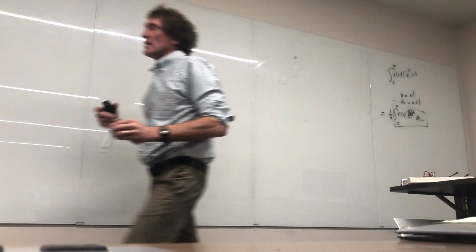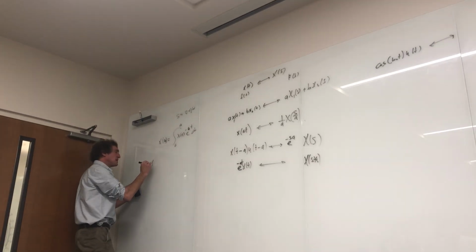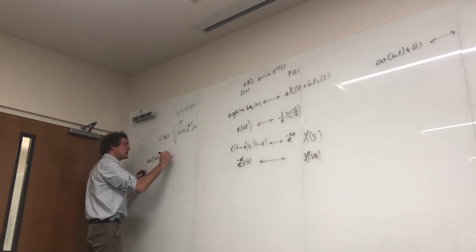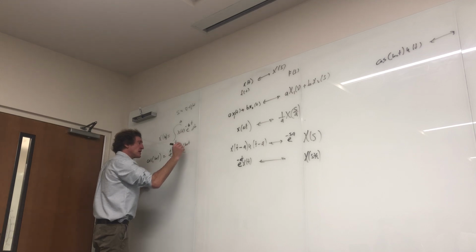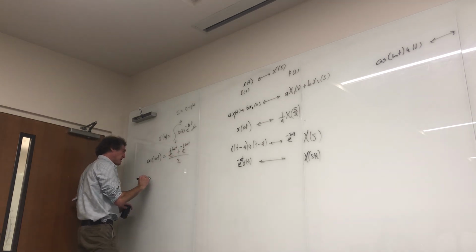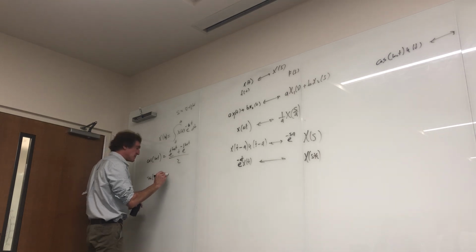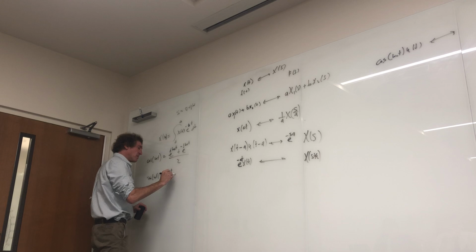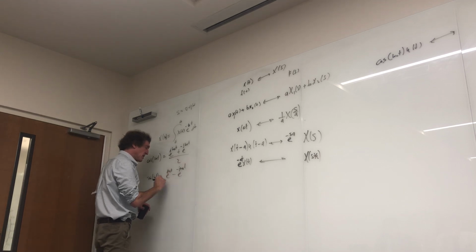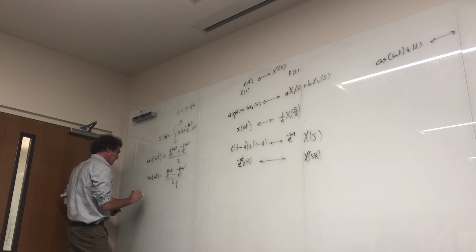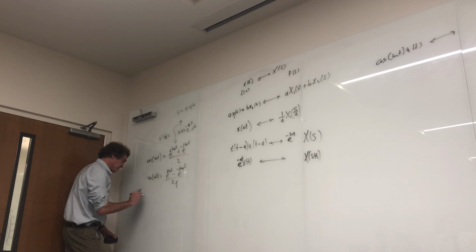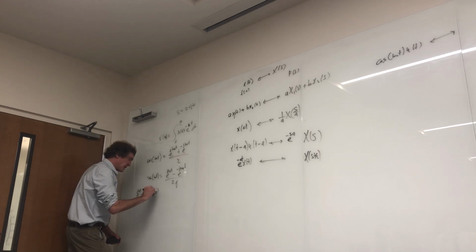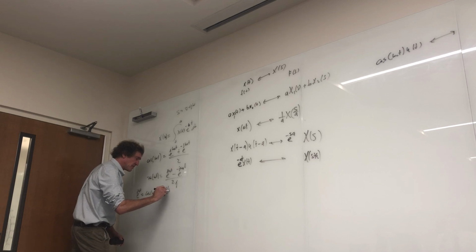I'm going to put two other things up you have to know. You have to know these. I mentioned it before. You have to know cosine of omega naught t is equal to e to the j omega naught t plus e to the minus j omega naught t over 2. And you have to know sine of omega naught t is equal to e to the j omega naught t minus e to the minus j omega naught t over 2j. And one more, you should know e to the j omega naught t is equal to cosine of omega naught t plus j sine of omega naught t.